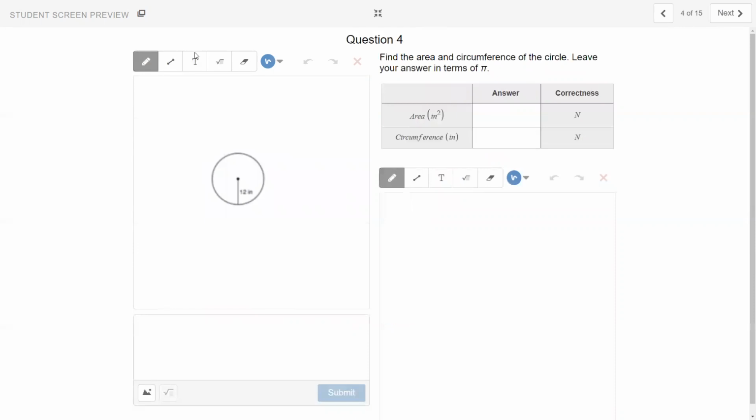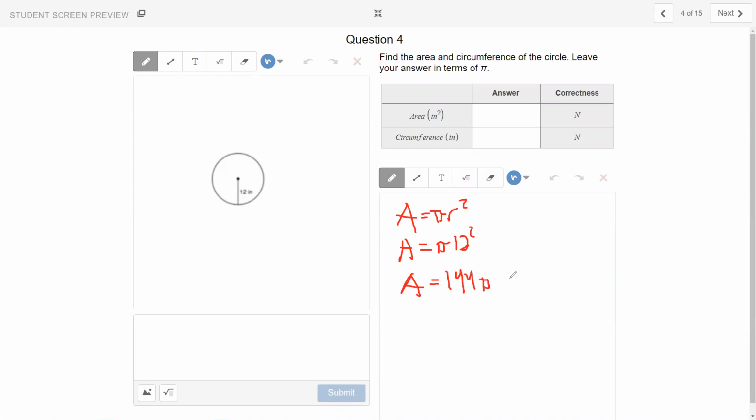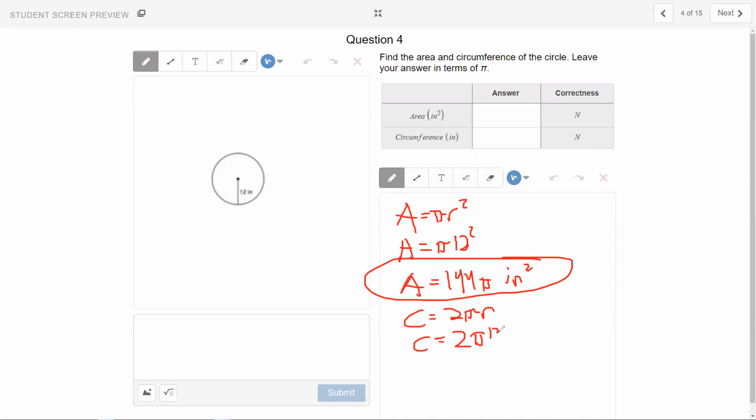Okay, find the area. So area equals pi r squared. So the area here is going to be pi times 12 squared, which is going to give us 12 squared is 144. That's going to be 144 pi inches squared. Circumference is 2 pi r. So it's going to be c equals 2 times pi times 12. 2 times 12 is 24, so it's going to be 24 pi inches. Area and circumference.